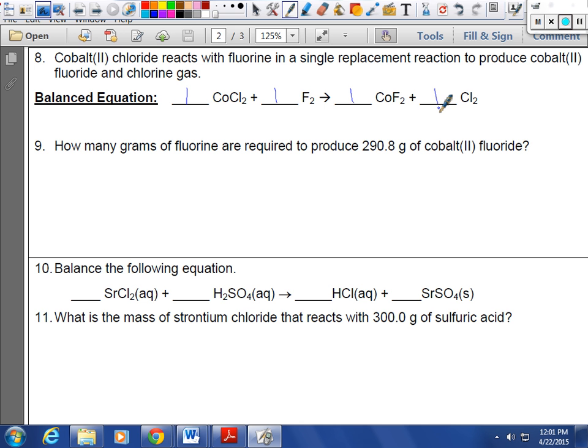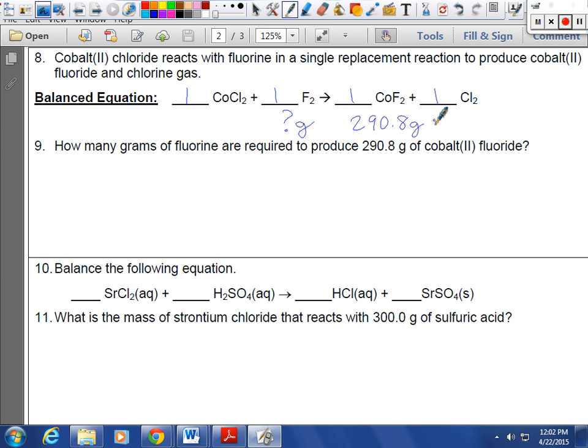So the question is, how many grams of fluorine? What is it asking me specifically about? Which formula? F2. So I want to know how many grams of fluorine are required to produce 290.8 grams of cobalt-2 fluoride. What compound is cobalt-2 fluoride? COF2. So you're telling me I have 290.8 grams of that stuff.